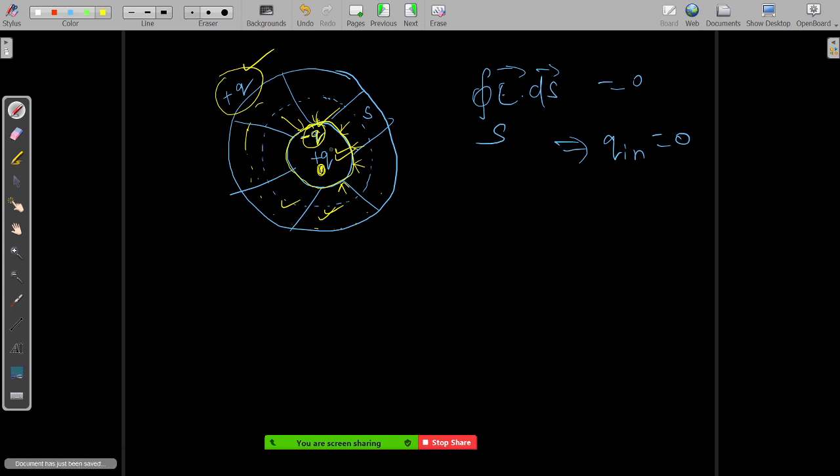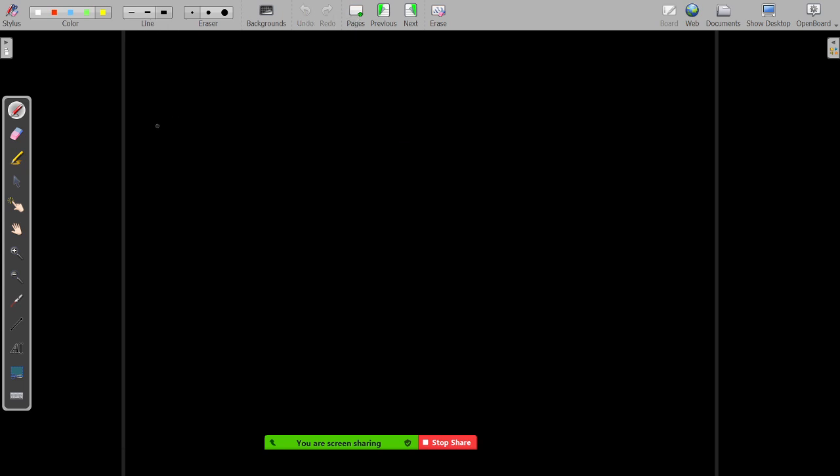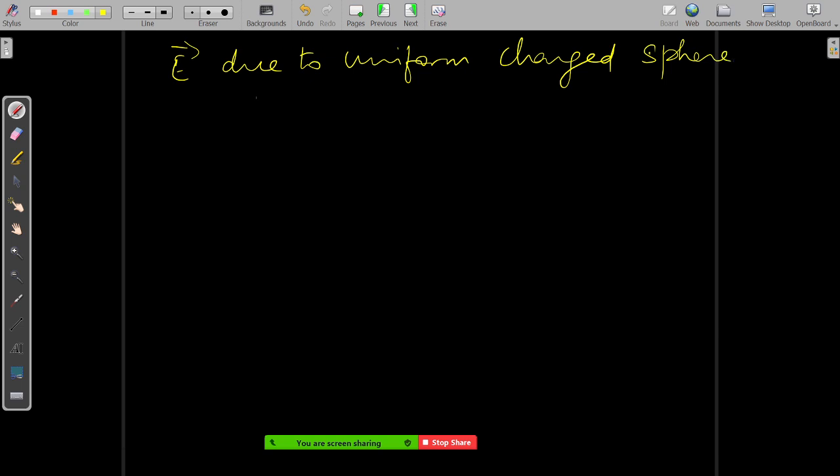Now we'll try to find the electric field due to a uniformly charged sphere. See, we are not dealing with conductors now. A uniformly charged sphere means the charge is spread uniformly in a spherical form. So we just forget about the conductors for the time being.